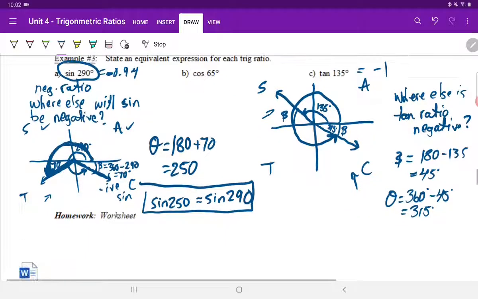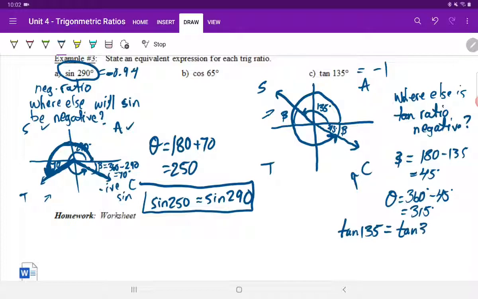What this now means is that the tan of 135 should equal the tan of 315. Double check them, and they do. Okay, so we just came up with an equivalent expression. Tan of 315 is the same as tan of 135. The exact same sign and the exact same magnitude.